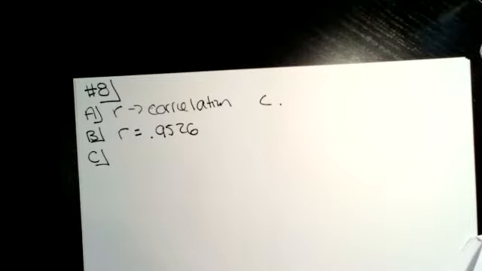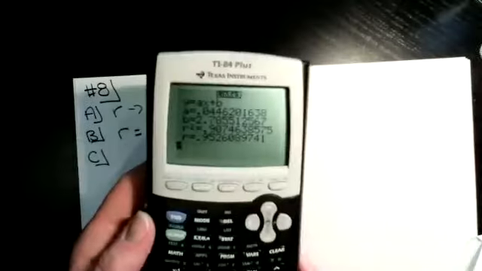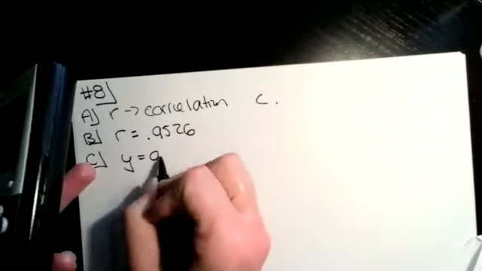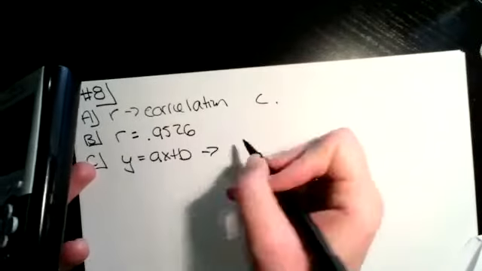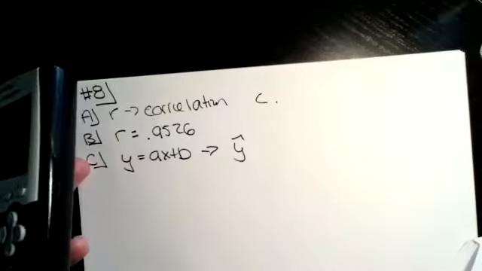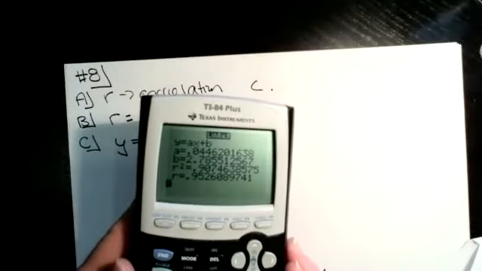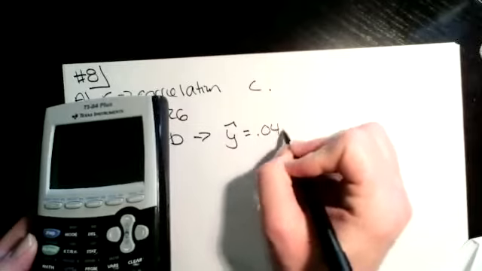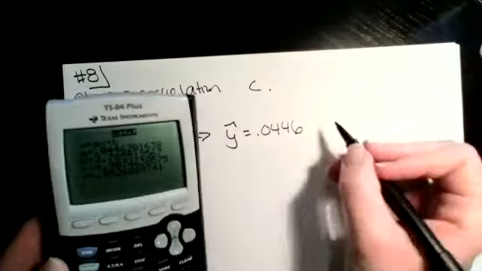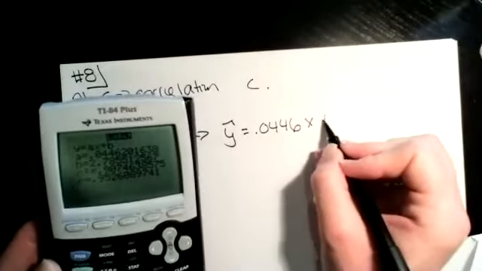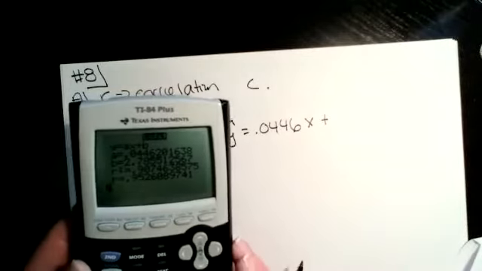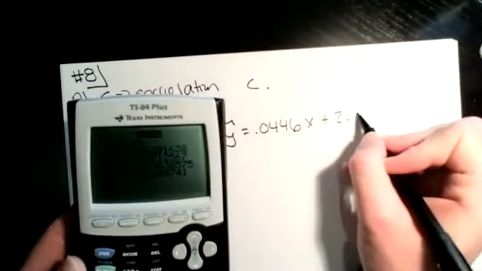So part C says compute the least squares regression line. I just did it, right? Y equals AX plus B. So it's this equation, but really we call it Y hat, right? Because the little hat means it's predicted values. So Y hat equals AX plus B. So I'm going to look. A is 0.04462. So I'm going to just round it, 0.0446. And that's multiplied by X plus my B, which here we could see is 2.7.